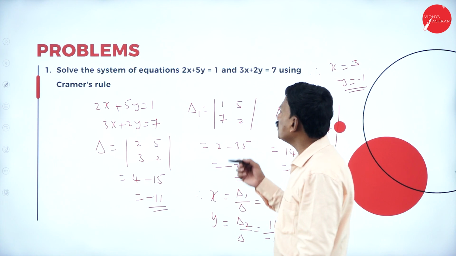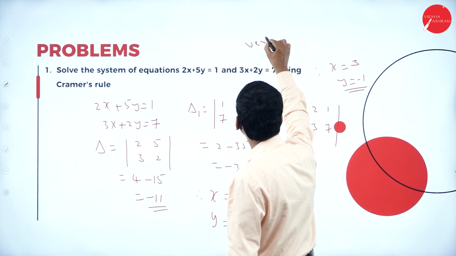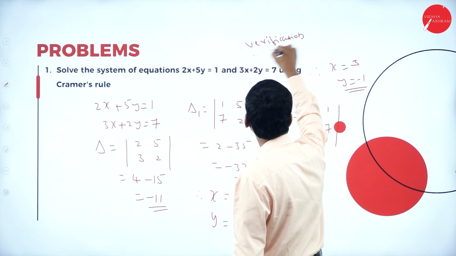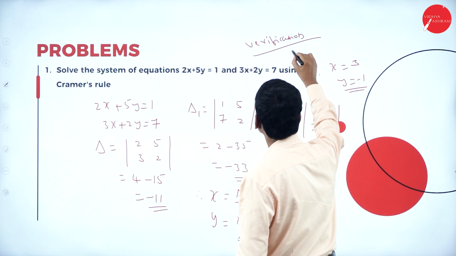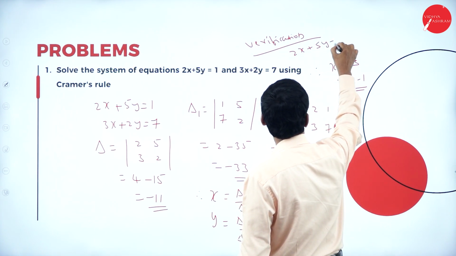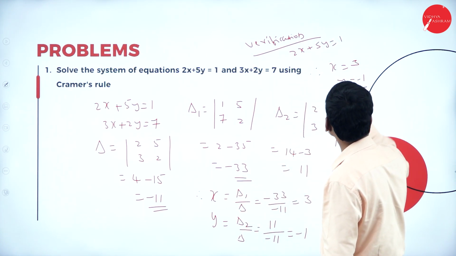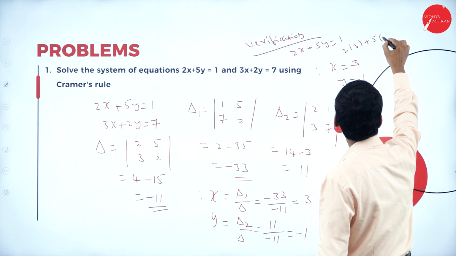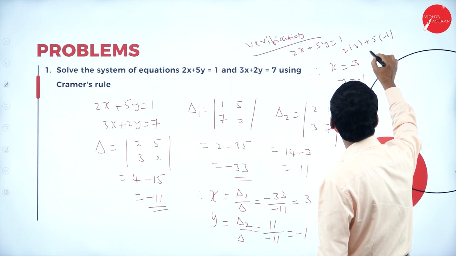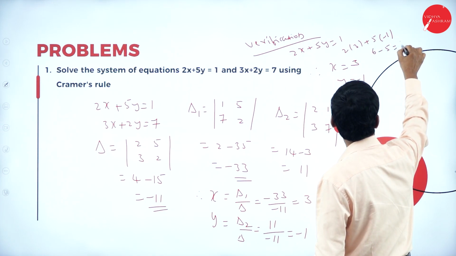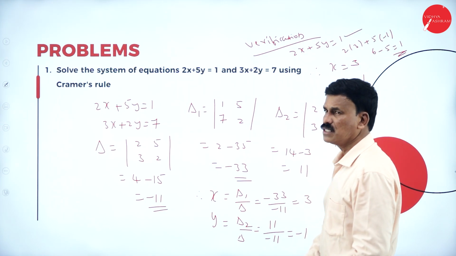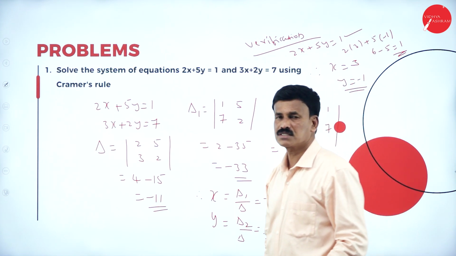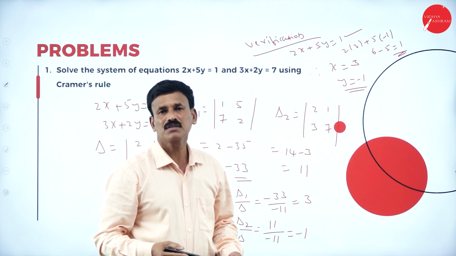Suppose if you want to verify, you can verify it. Verification. You can take any one of these equations: 2x plus 5y is equal to 1. Substitute the values. What is x? 2 into x is 3 plus 5 into y is minus 1. What is this equal to? 2 3s are 6 minus 5 is equal to 1. That's it. So therefore x is equal to 3 and y is equal to minus 1 are the correct solutions. That's it. This is called your Cramer's rule.